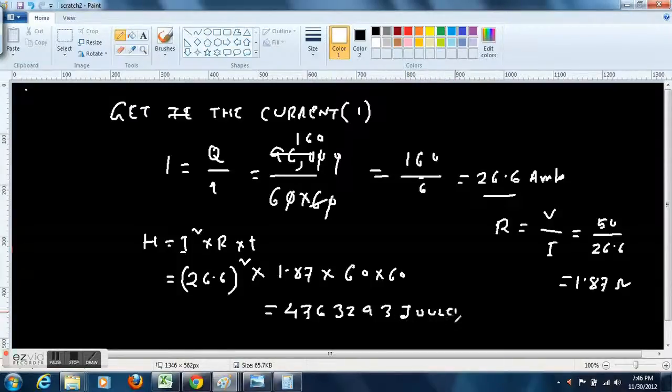That means that many joules, which is equal to 4763.2 kilojoules. So this is the amount of heat that is produced. So you can verify your result.